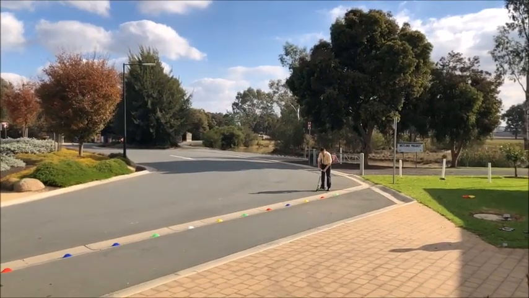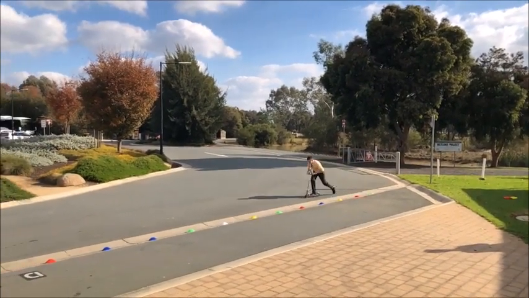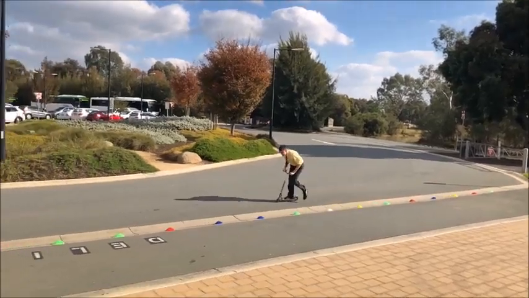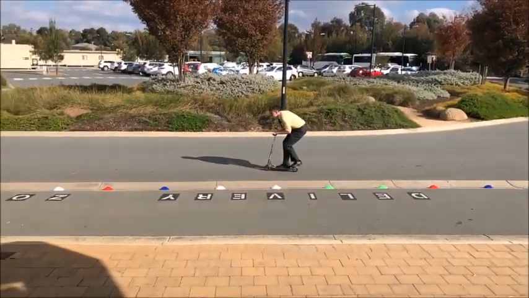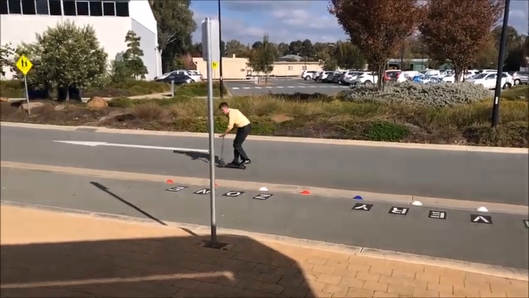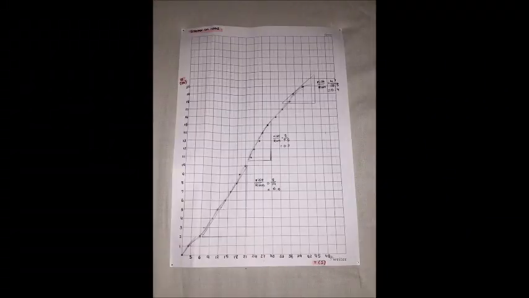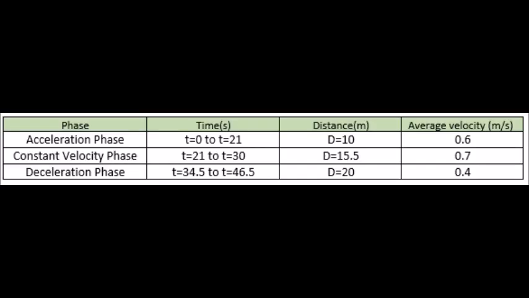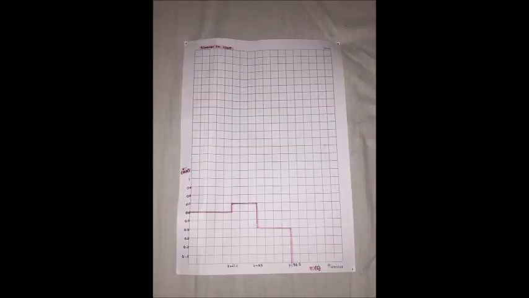The scooter begins to accelerate up till the 10-meter mark, then it continues at a constant velocity up till the 15.5-meter mark, and then the deceleration phase occurs up till the 20-meter mark. The first graph portrays the distance-time correlation of the scooter traveling on the road. The average accelerations in each section of motion are 0.29 meters per second squared, 0.11 meters per second squared, and negative 0.25 meters per second squared respectively. As shown in the velocity-time graph, the maximum velocity reached was 0.7 meters per second.